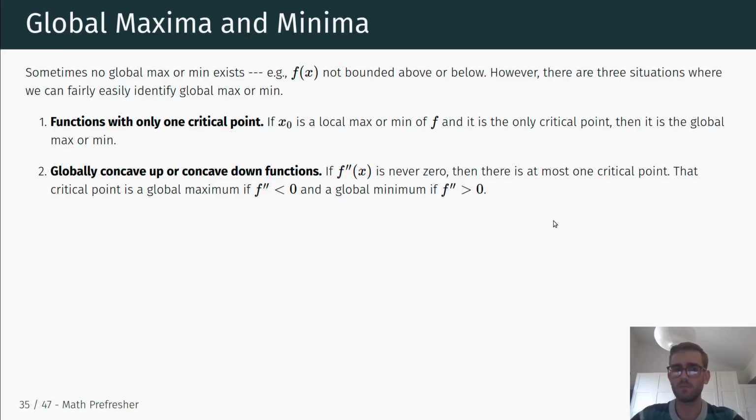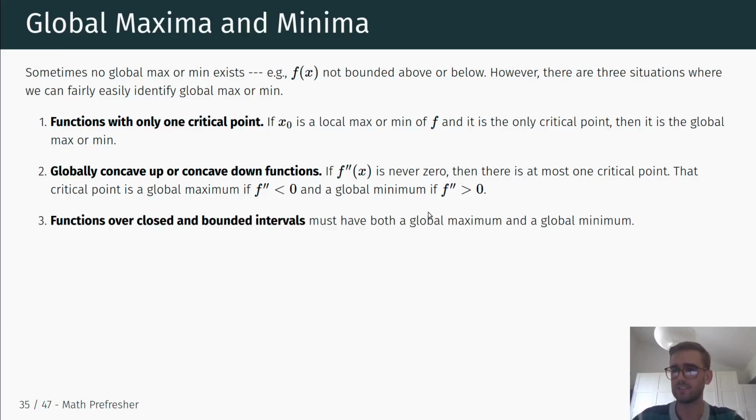Second case is globally concave or convex functions. And I should say in the notes, rather than concave and convex, you sometimes see concave up or concave down, but those are synonymous essentially. So ultimately, if f prime of x is never 0 for the entire range of x, that means the function is globally concave or globally convex. Then there is at most one critical point, and that critical point is a global maximum if the second derivative is smaller than 0, and a global minimum if the second derivative is larger than 0.